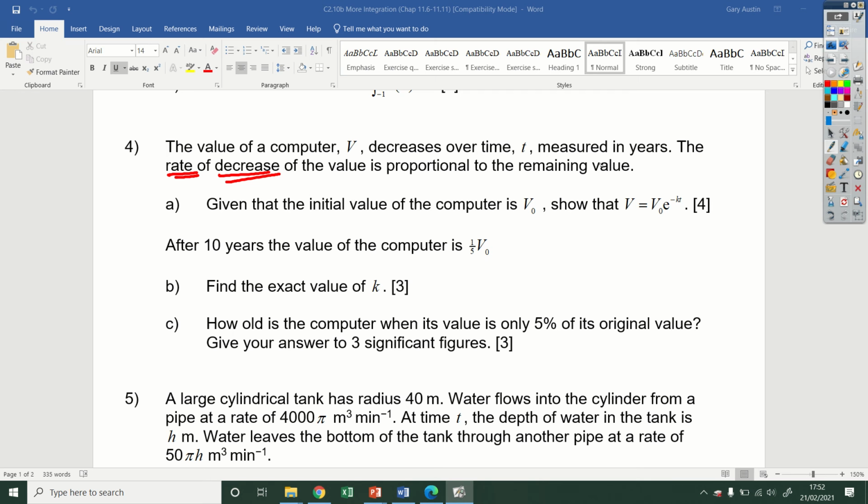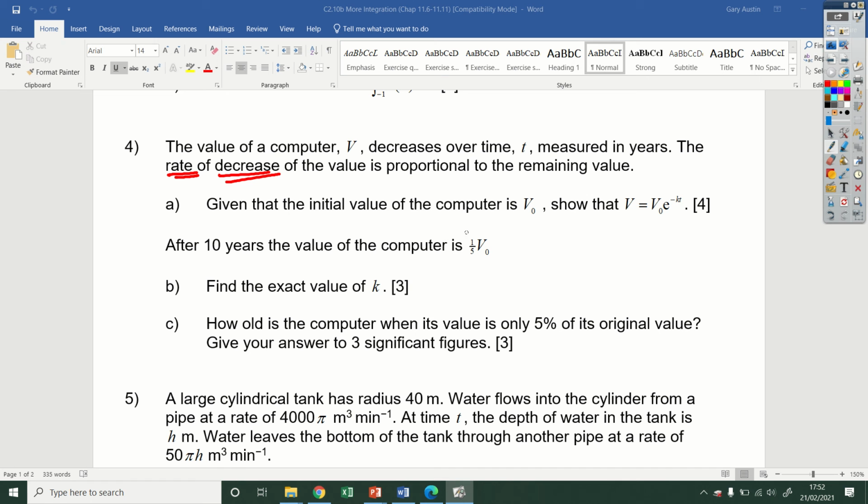Okay, we've seen plenty of examples where that's the case, where you've got the rate being proportional to the function itself. Given that the initial value of the computer is v0, show that v equals v0 times e to the minus kt. So that's to do with setting up your differential equation and doing something with this initial part as well. Okay, now that's 4 marks there.